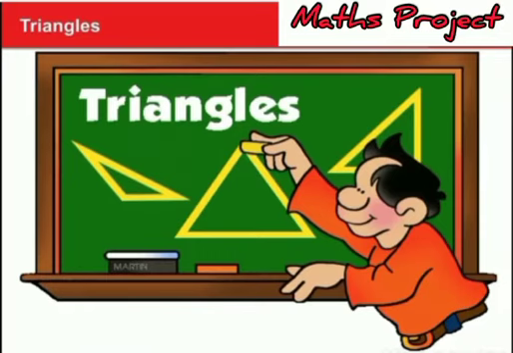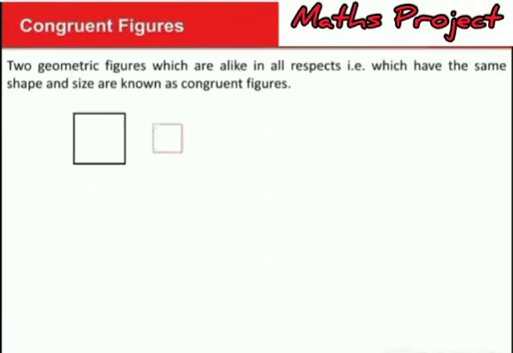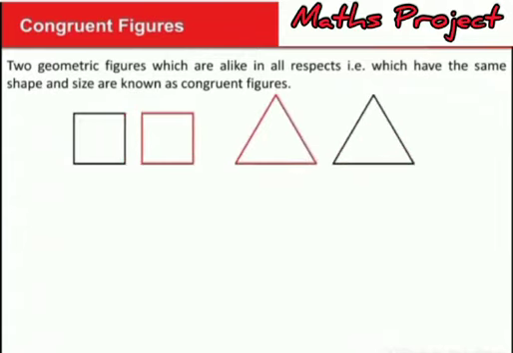So let's start our two concepts, which are similarity and the BPT theorem from the chapter Triangles. First, we will learn about congruent figures before learning about similar figures. Two geometric figures which are alike in all respects, that is, which have the same shape and size, are known as congruent figures. For example, two squares of the same size are congruent to each other. In the same way, two equilateral triangles of the same size are also congruent to each other.